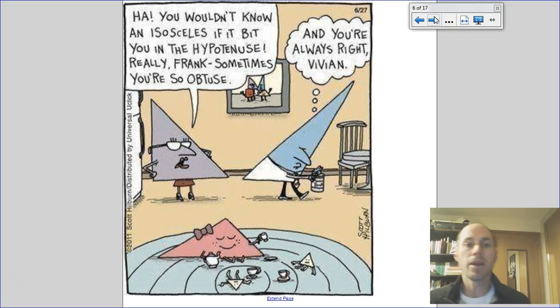So just remember that when you're talking about different triangles, know how to classify them by their sides: scalene, equilateral, and isosceles, and also be able to tell by their angles: acute, obtuse, right, and equiangular.